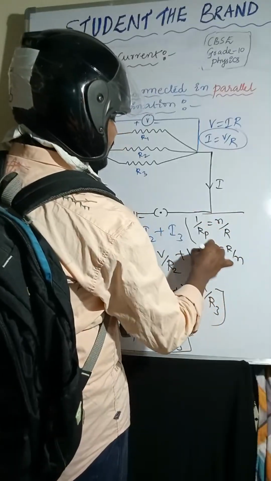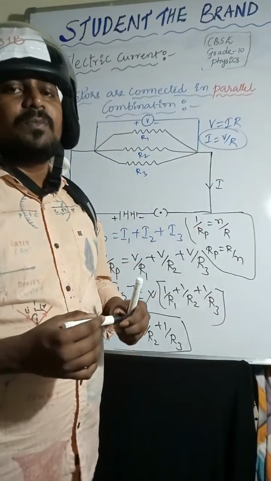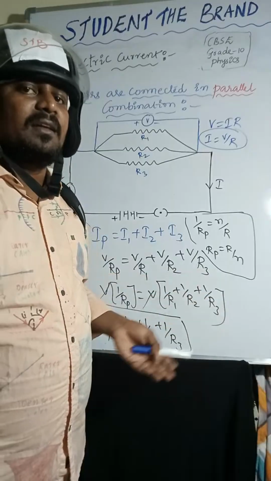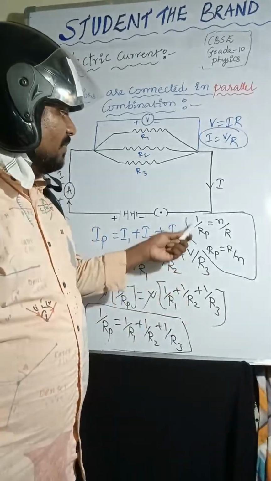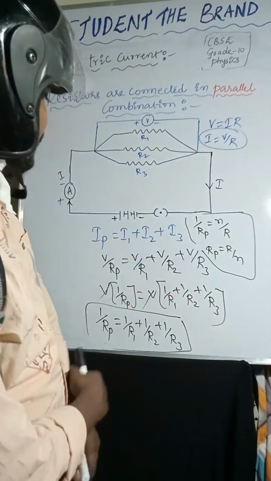So this is very, very important. So remember this point. If n number of resistors are connected in parallel combination, 1 by Rp equal to n by R, Rp equal to R by n. I hope it is very clear to you all.